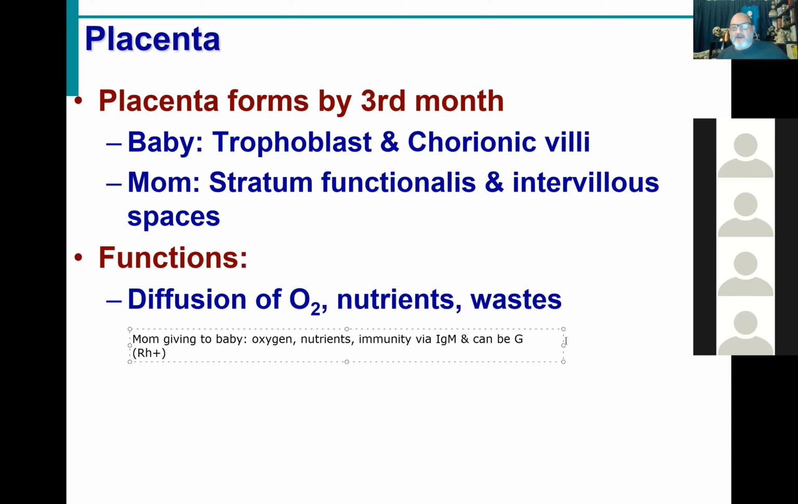Remember, as we talked about, if mom is Rh negative and the baby is Rh positive and mom has built up Rh positive IgGs, those can cross the placental barrier and attack baby's blood. And as we've talked about, that is a bad thing. So that's why we talked about RhoGAM and other medications like that that can impact and stop that from occurring. Excellent. What kind of things are going to go from baby to mom?